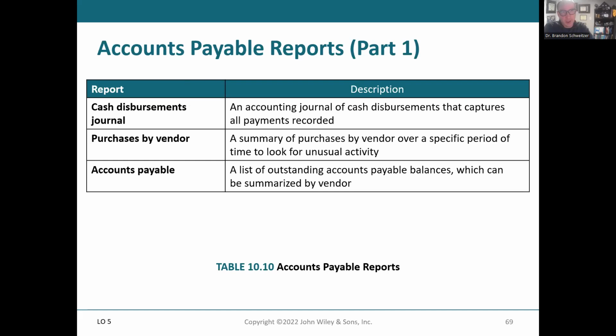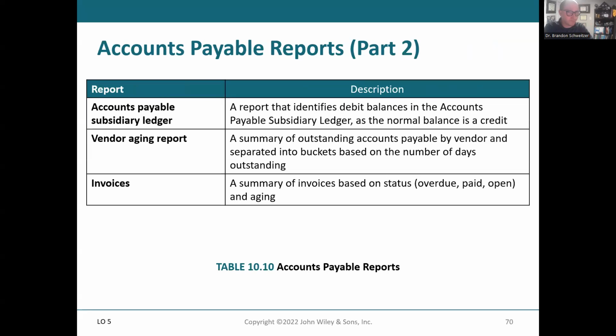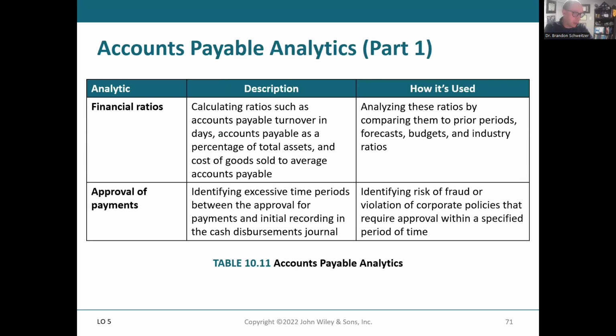Accounts payable quickly. Accounts payable, as you know, everything's tracked by vendor. The accounts payable representing the balances for each vendor. And then, of course, distributions based off of those vendors. Accounts payable subsidiary ledgers are always identifiable in your accounting information system. The vendor aging report helps us to understand what our aging looks like for our overall accounts payable. And of course, our invoices are entered, and they'll be able to tell us based off the invoice if it's overdue, paid, or open, and what the aging is on it.